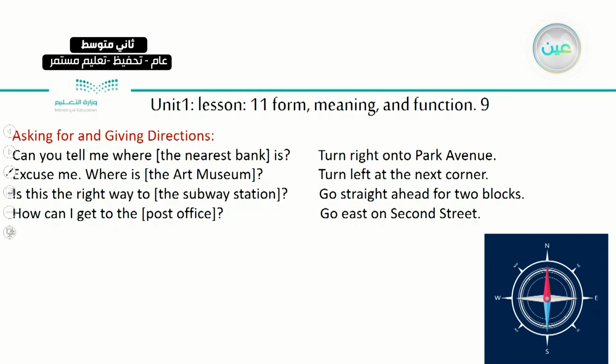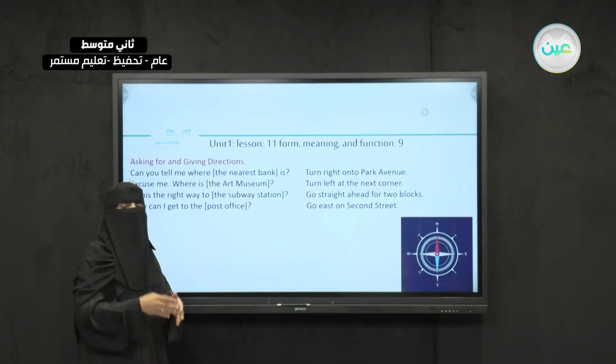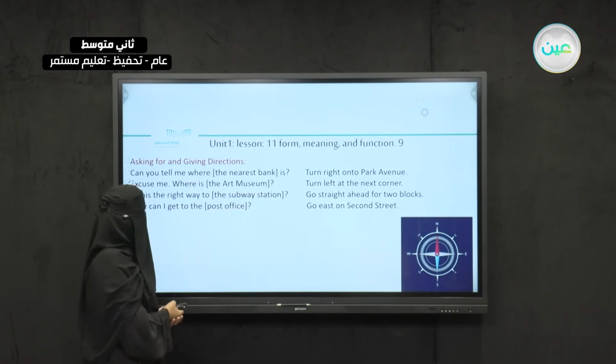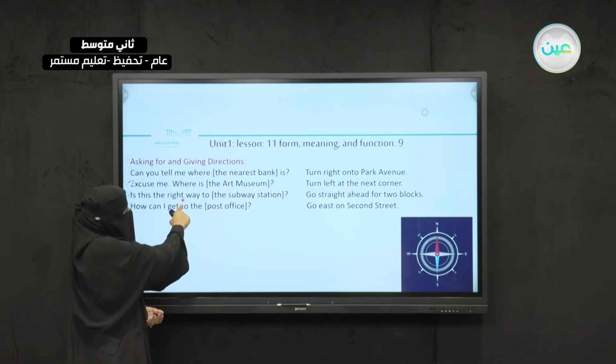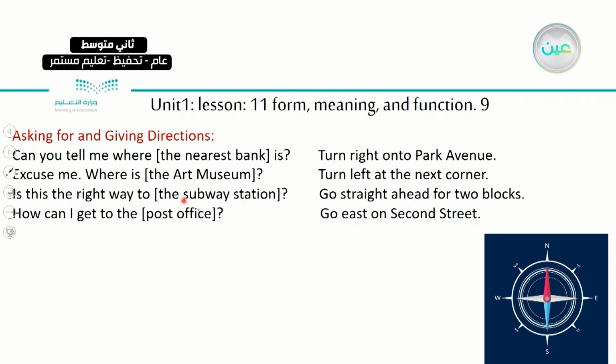If someone asks you, excuse me, where is the art museum? You can say turn left at the next corner, okay? Or turn right, or go straight, or take the highway and then go north, south, okay? Is this the right way to the subway station? Go straight ahead for 2 blocks. What do they mean by 2 blocks?